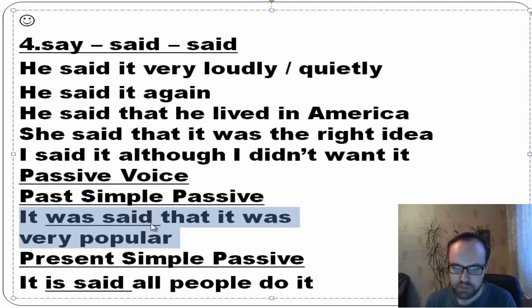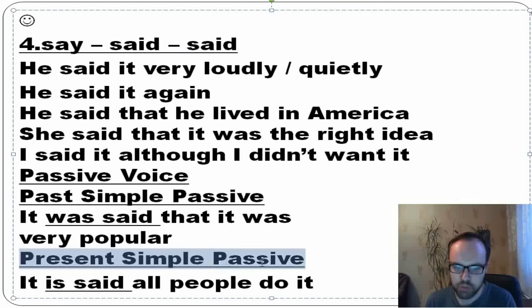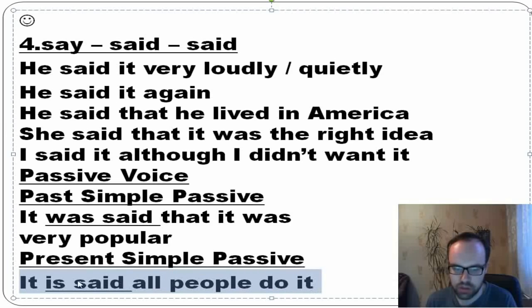So was plus past participle: say, said, said. So we took it from here. And present simple passive: it is said, all people do it. So is plus past participle. Know that we took it from here again.